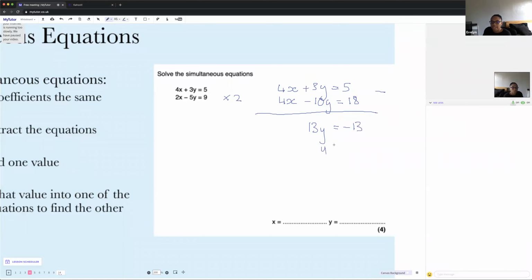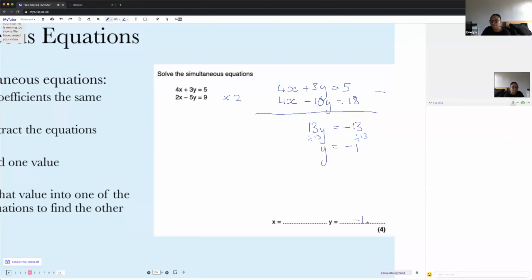So y equals, now remember, to eliminate the 13 on the left-hand side, I just have to divide by 13. If I do that on the left-hand side, I have to do that on the right-hand side. So minus 13 divided by 13 is just minus 1. So y equals minus 1. So we can put that as our answer down here for y.